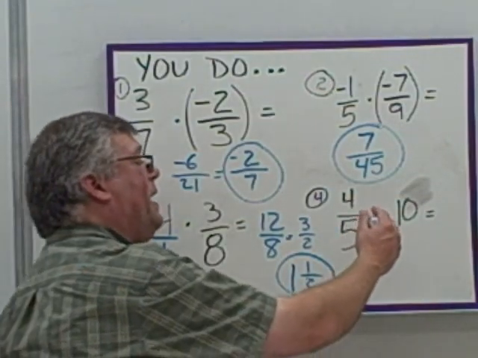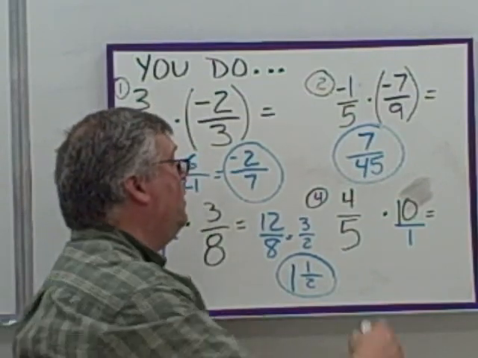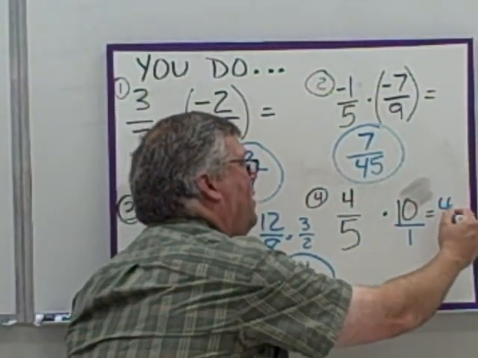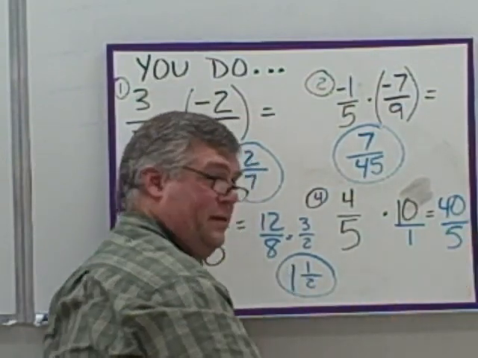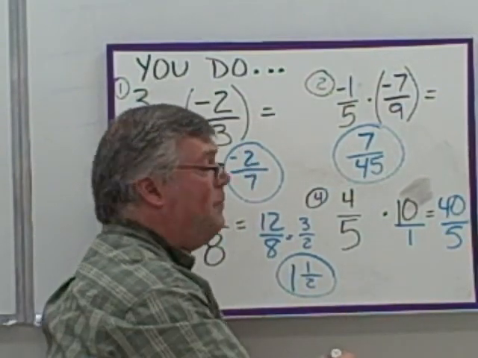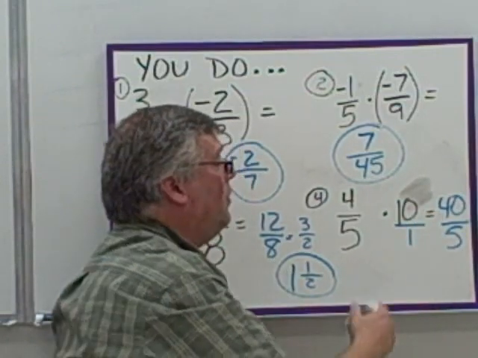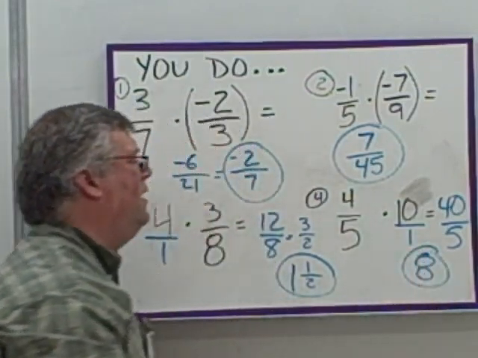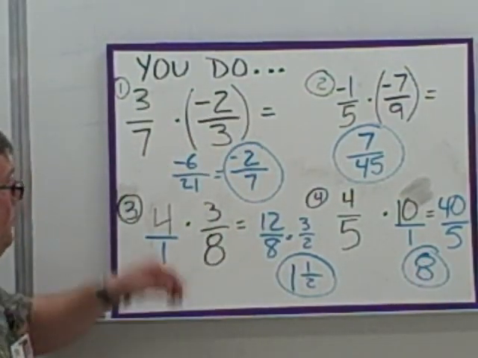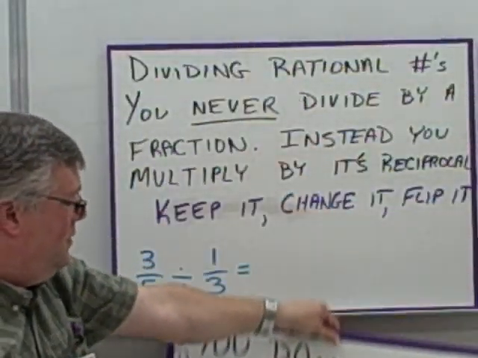Over here, again, I could write the 10 as a fraction by putting it over 1. Top times top gives me the top number of 40. Bottom times bottom gives me the bottom number of 5. Again, I've got an improper fraction. In this case, if I do the 40 divided by 5, I get a whole number. 40 divided by 5 is going to give me 8. And that's my final answer there. So that's multiplying fractions.